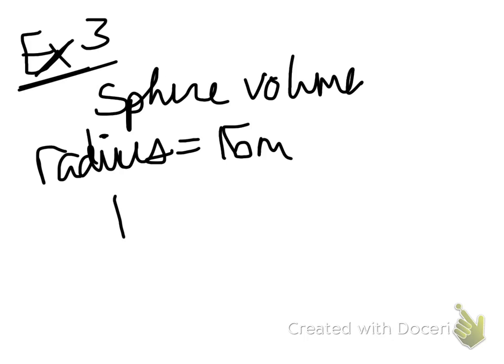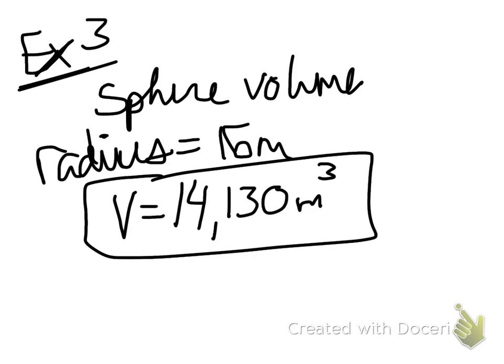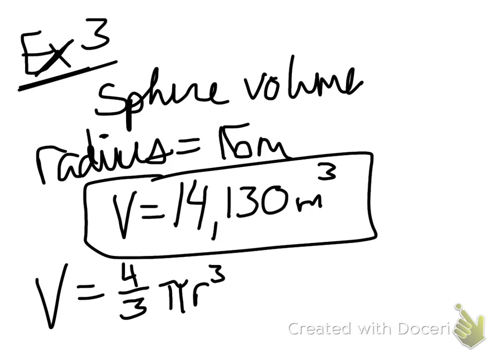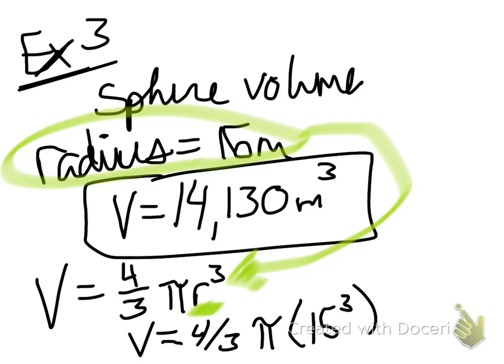Alright, you should have gotten that your volume equals 14,130 meters cubed. You should have plugged it into the formula volume equals 4/3 pi r cubed. You would have simply plugged in your radius of 15 meters, and you would have gotten volume equals 4/3 pi 15 cubed, which equals 14,130 meters cubed.